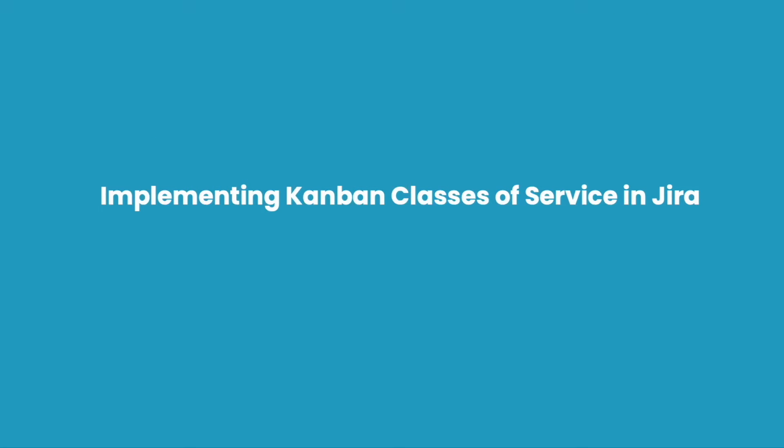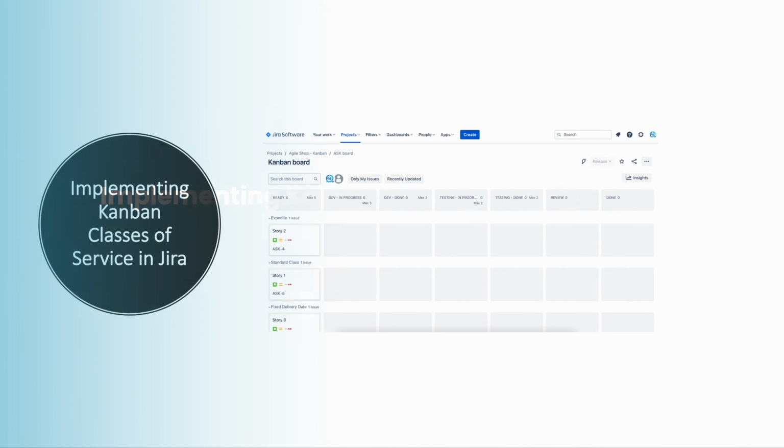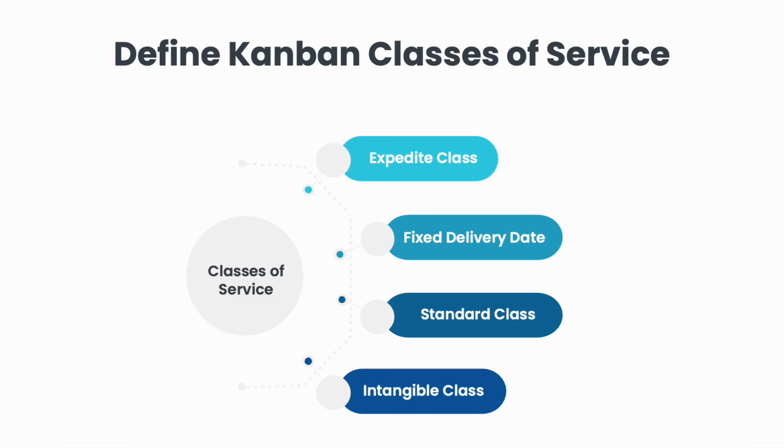Implementing Kanban classes of service in Jira. Welcome back. In this section, we will show you 2 ways on how to implement and visualize your classes of services in Jira. As we defined earlier, our classes of services that we will be using for our team are Expedite, Fixed Delivery Date, Standard Class, Intangible Class.